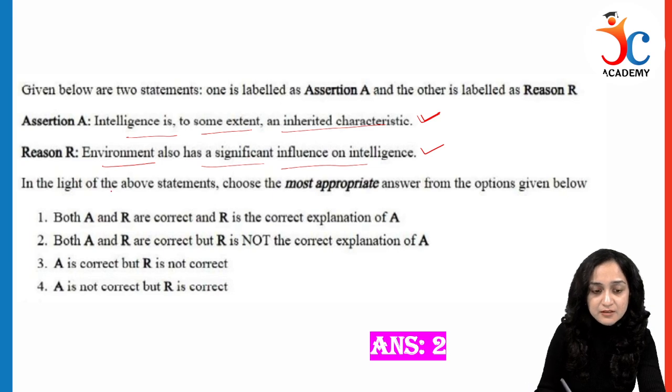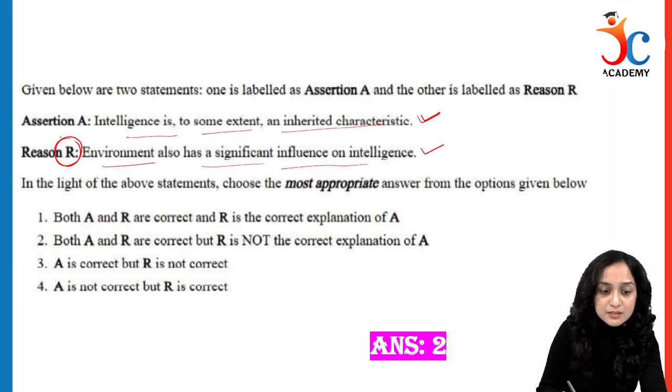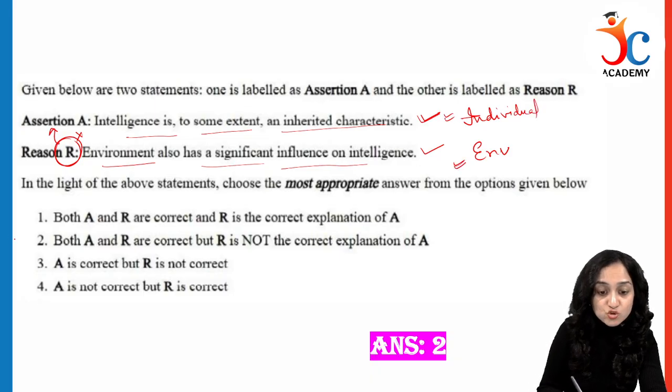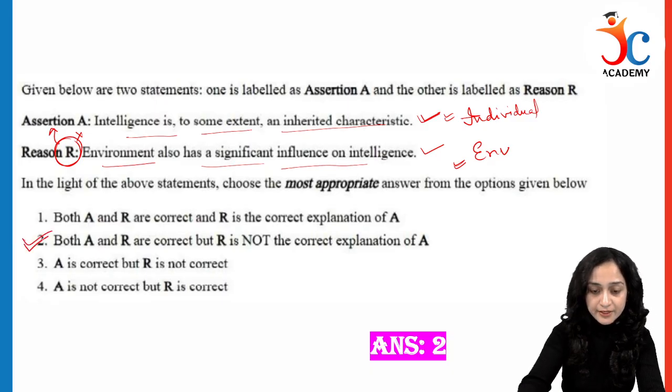Is it making sense? Is reason stating the assertion? No. The reason talks about environment. The assertion talks about individual. Both are individually correct statements, but it is not the correct explanation of A. So option number 2 will be the correct answer here.